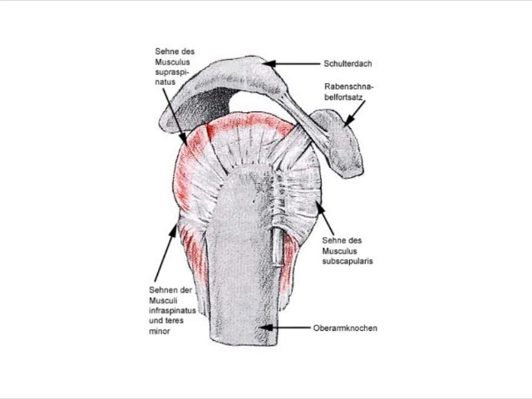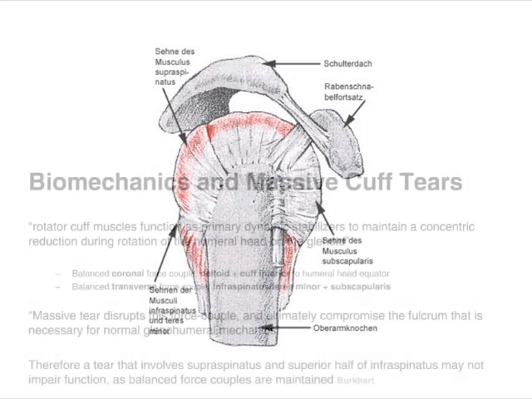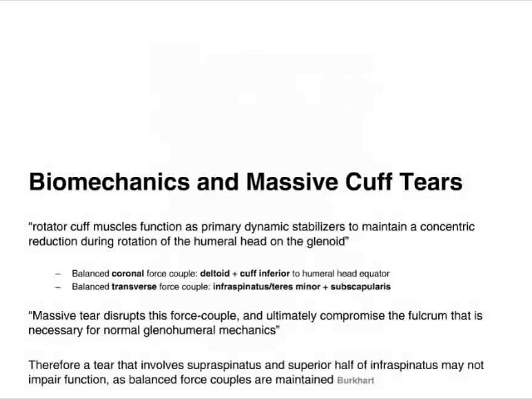The rotator cuff muscles function as primary dynamic stabilizers along with the deltoid muscle to maintain the concentric reduction during rotation of the humeral head within the glenoid fossa. This is looked at in terms of force couples. You've got a balanced coronal force couple in the inferior part of the cuff as well as deltoid, as well as a balanced transverse force couple, meaning the muscles responsible for internal rotation and those responsible for external rotation acting against one another.